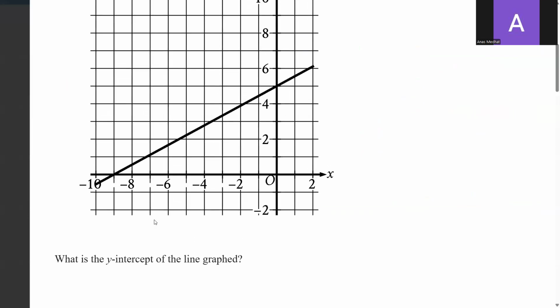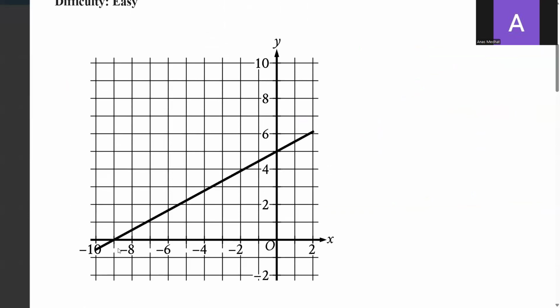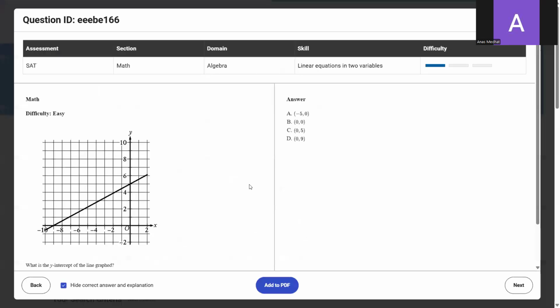What's the y-intercept of the line graph? Easy question. Y-intercept is the point at the y-axis. So the value of y when x is equal to 0. So it is here 5. C is the answer.